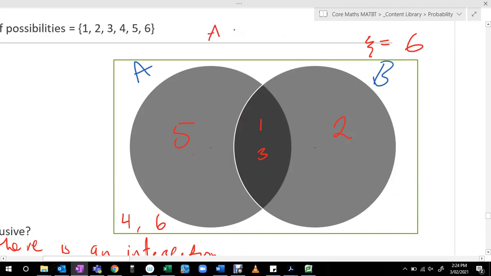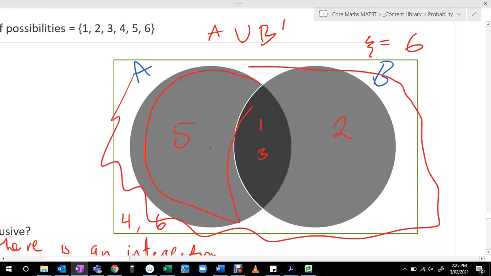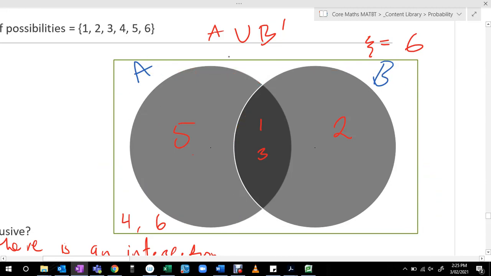A union B, if I have a dash like that, what that's saying is I only want everything that is not B. So that would be everything that's A, and then everything outside of it. Excuse the horrible drawings. And the opposite of that is A dash union B, which is saying everything that's not A. So that means it's everything here, and it's not A.